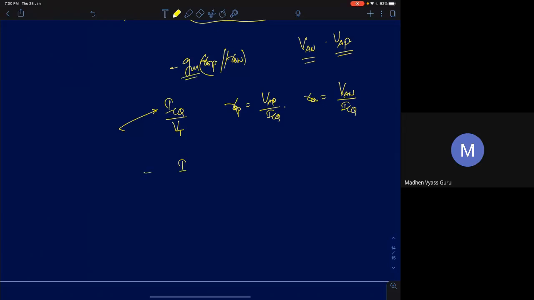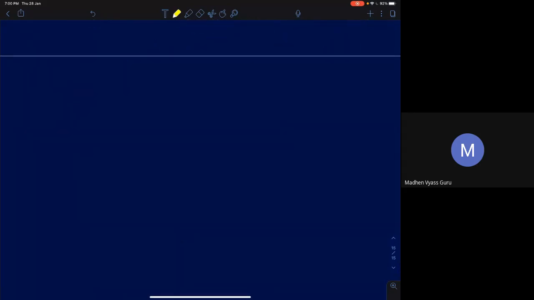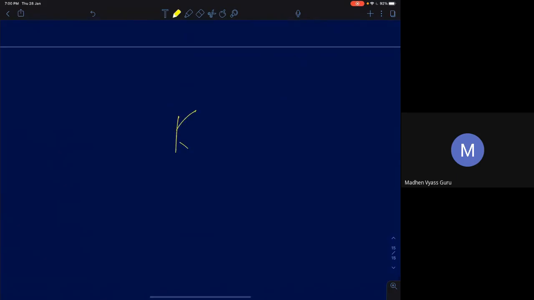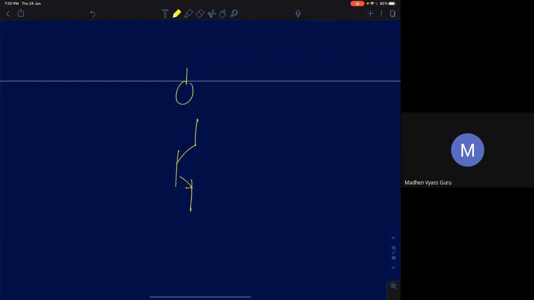So minus GM into, why ROP and RON parallel? Okay, fine. Rest of you can keep doing that. I'll just explain this. See, you can replace your PNP transistor by a sinking current source of value ICQ and a small signal resistance of value ROP. This is connected to VCC. Okay, this is your output node.